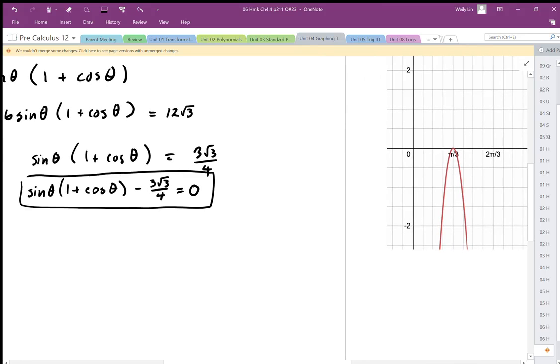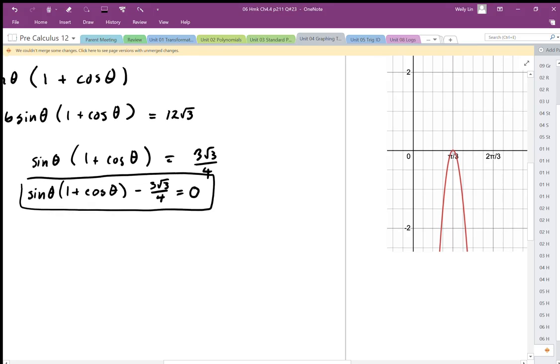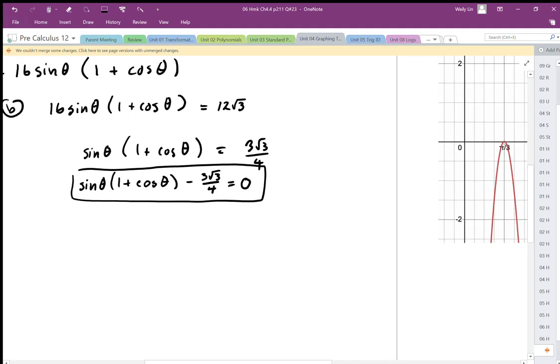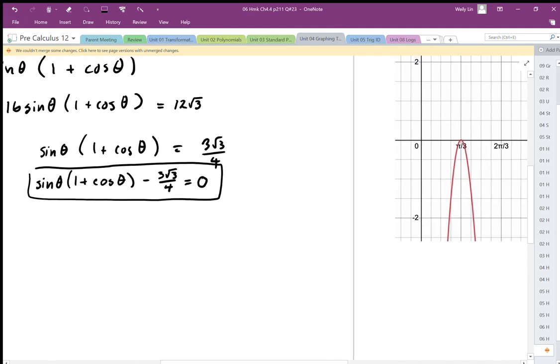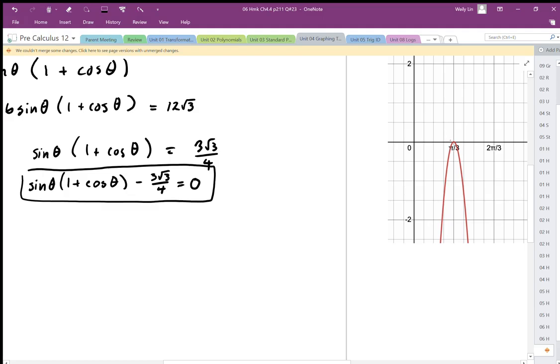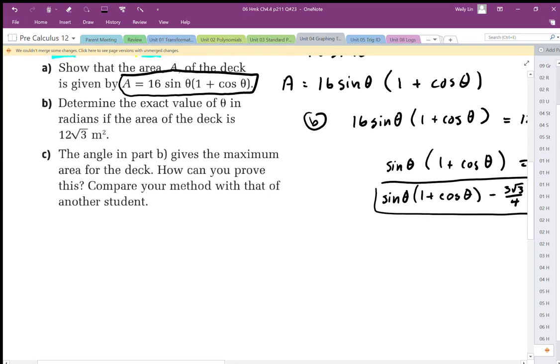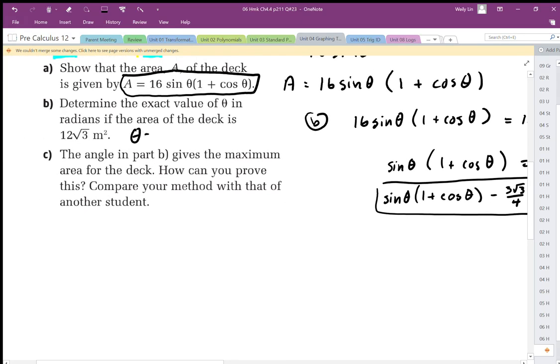Okay, so just to explain what's happened here, I've made this equal to 12 root 3. I've divided both sides by 16, simplified the fraction to 3 over 4, so 12 over 16 becomes 3 over 4, and I just moved that 3 root 3 over 4 to the other side. Graphing that, I get this expression here, and I can see that the solution is at pi over 3. So the angle theta is pi over 3. So theta equals pi over 3. We can get that by graphing.